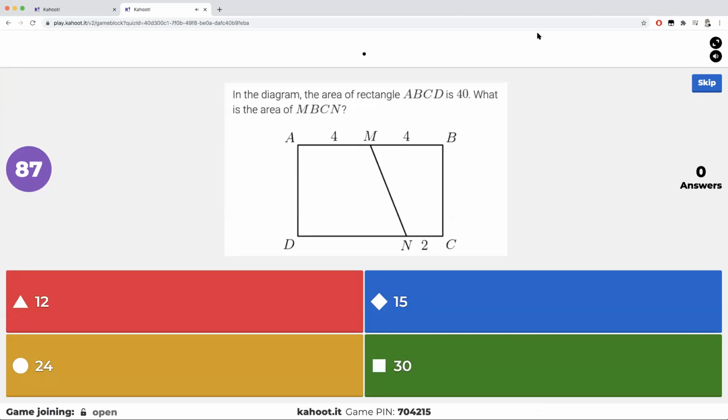In this diagram, the area of rectangle ABCD is 40. What is the area of MBCN?